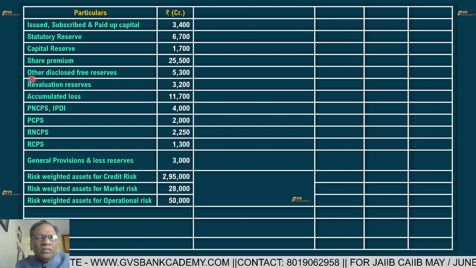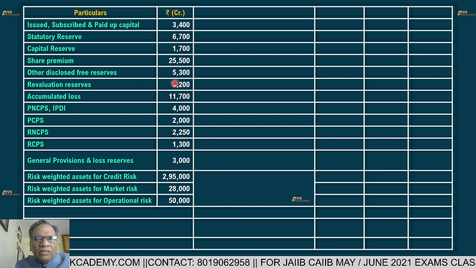This is the other disclosed free reserves, 5,300. Sometimes they ask what is meant by other disclosed reserves. That is fine. This is part of tier 1 capital. Revaluation reserves. This is also part of tier 1 capital. But the discounting factor we have to take is a 55% discount. It means outstanding balance into 45%. Straight away we can take it to tier 1 capital.